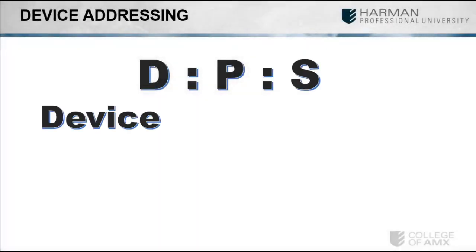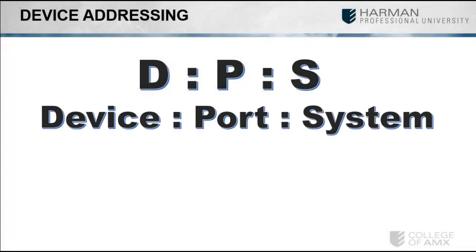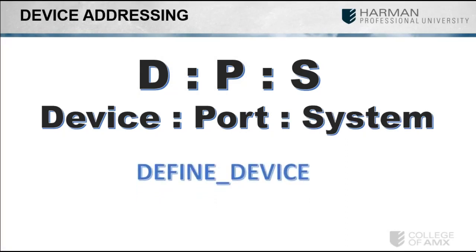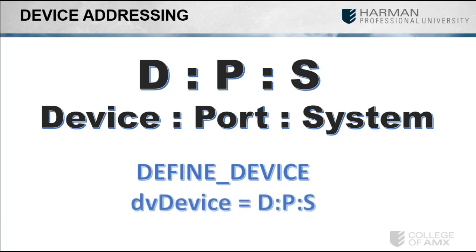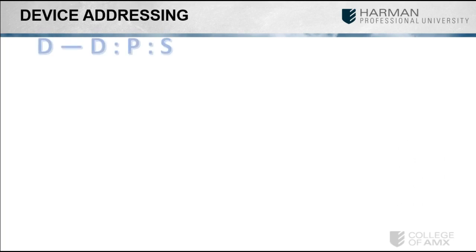DPS is an abbreviation for Device Port System. Therefore, each device you declare in Define Device will have a unique identifier based on the combined values of its device, port, and system number. Let's start with the D in DPS, the device number.